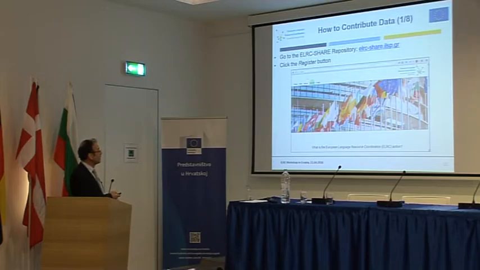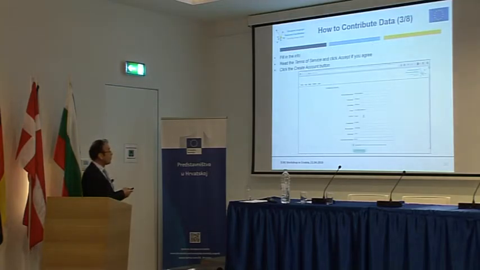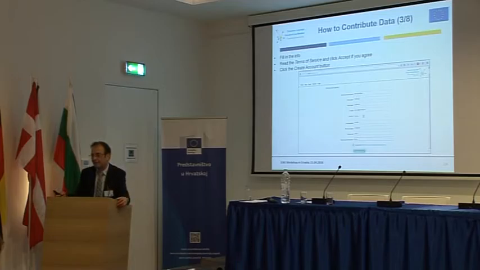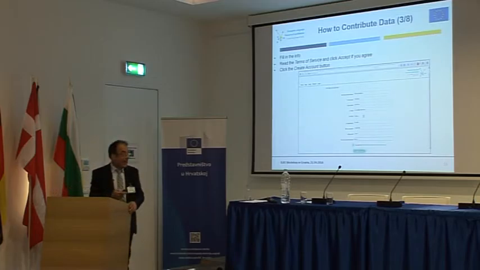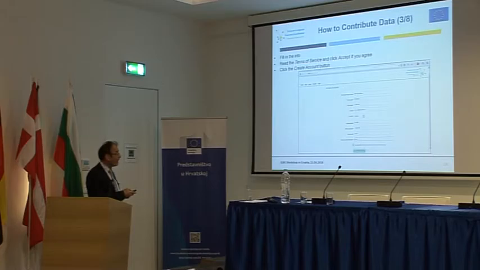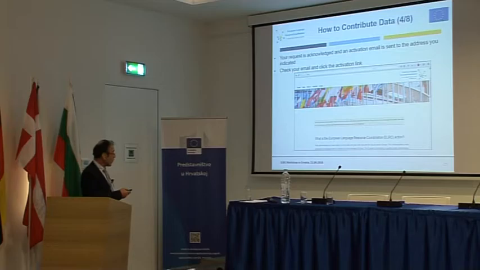ELRC-share.ilsp.gr. You just click the register button, and you are presented with a form that asks you your first name, your last name, your email, your country, and your organization. And then you decide on your desired account name and on your desired password. I mean, it should take something like half a minute, unless you're very indecisive about your desired account name or password. In principle, it should be half a minute. Okay. As soon as we get this form filled in, we will acknowledge the request to open an account, and we will send you an activation email to the address that you have indicated. You just click the activation link and your account is set up.